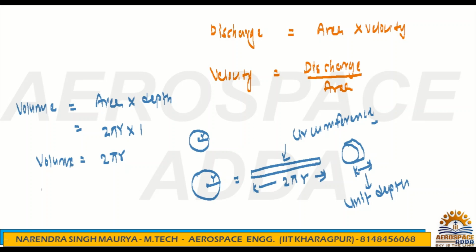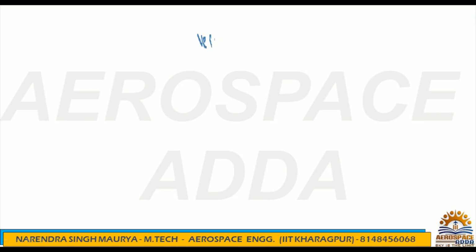So automatically volume is 2 pi r. What is the r? Small r is nothing but the radius of the source. All right, now it's very clear. If you talk about the velocity, velocity is nothing but discharge divided by area.